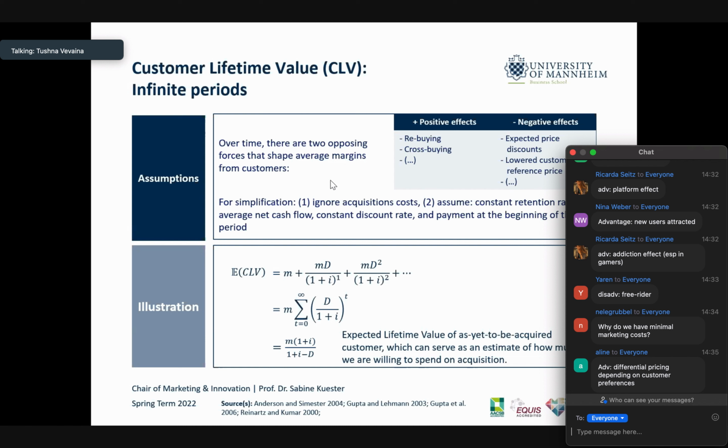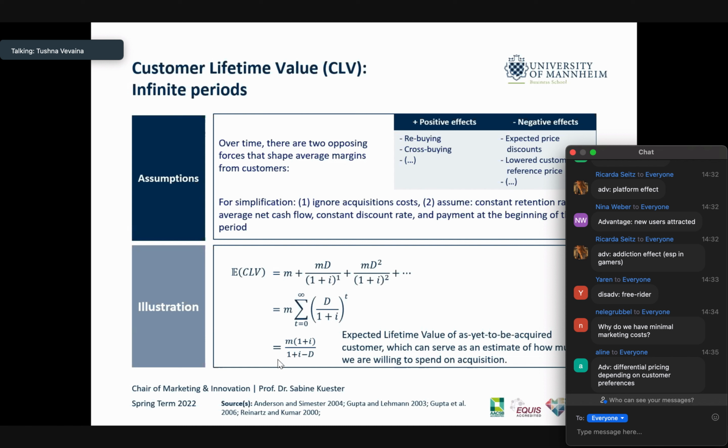And these assumptions, for simplification, we say, okay, we're ignoring acquisition costs and we are assuming a constant retention rate, which is your constant D value. And we are averaging out your net cash flow. We are assuming a constant interest or discount rate, and the payment at the beginning of the period, or your M value, which is your revenues minus cost at the beginning of the period when the person is becoming your customer.